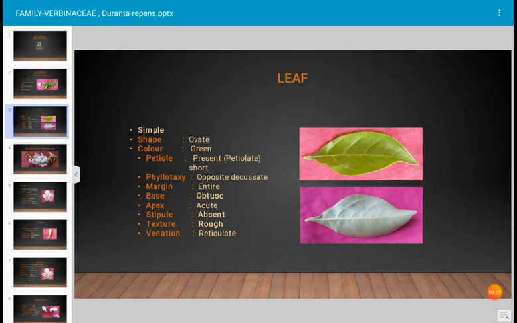Acute means pointed. And at the base of the leaf, there is no stipule. There is no small leafy structure. Therefore, the stipule is absent. When the stipule is absent, the leaf is described as exstipulate. How is the texture of the leaf? It is somewhat rough, green in color, and the venation, meaning the arrangement of the veins in the leaf, is reticulate. That means it is a dicot plant. Next.